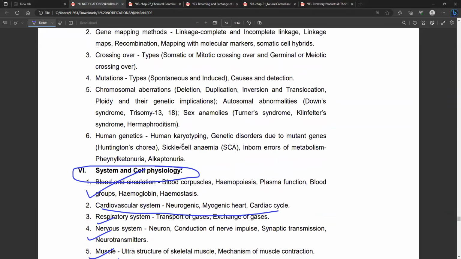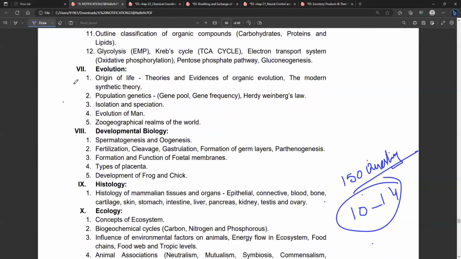After that, let's talk about evolution. See friends, let me tell you one advantage. If you look into the evolution syllabus very carefully, they have not mentioned it completely. See what they have written in the syllabus copy: origin of life, and the theory and evidence of organic evolution and modern synthetic theory. It seems very easy, a single line, but you know how much you have to read? You have to read all the theories of evolution, right? Oparin-Haldane experiment, Miller experiment, special creation theory, all of it.